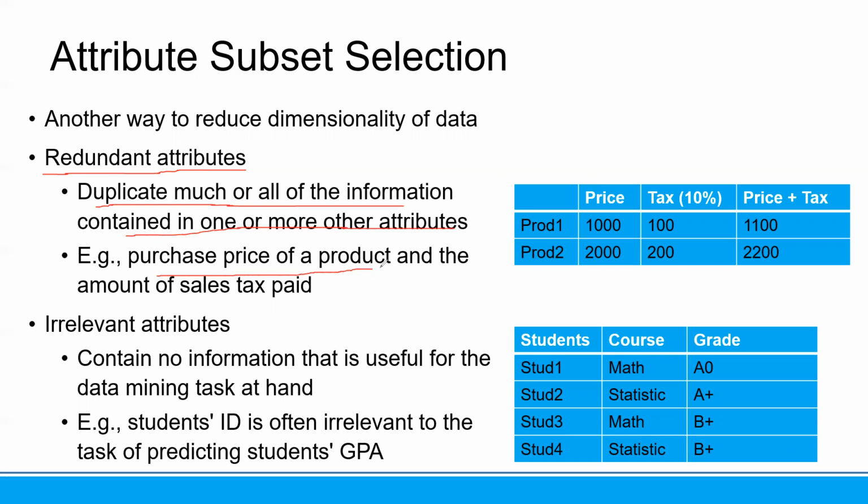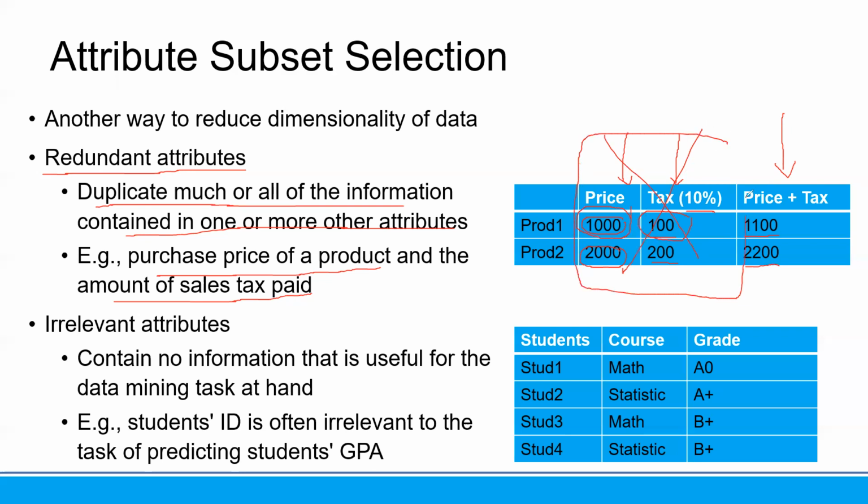Let's say the purchase price of a product and the amount of sales tax paid. I have product 1 and the price is 1,000. I have product 2 and the price is 2,000. And we know that there will be some tax, maybe the tax is 10%. Then we have 100 for the tax and 200 for the tax. If you use the price and the tax, actually you don't need to use those two. We can just use this price.